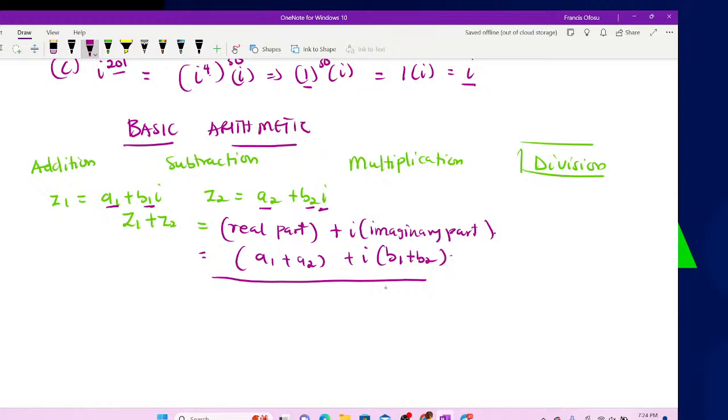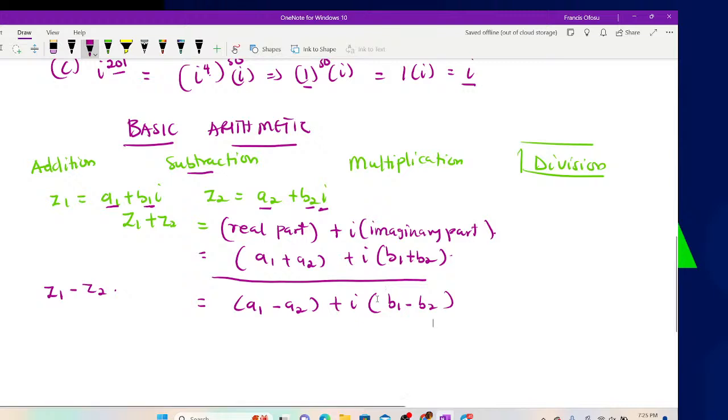Let's take an example here. But before we take an example, let me show you how to express the subtraction. Our Z1 minus Z2 in this sense is simply equal to the opposite of what we have here. I'll have A1 minus A2, plus i open brackets B1 minus B2. And this is for subtraction of complex numbers. You only need to subtract the real parts in one bracket, plus i open brackets, we subtract the imaginary parts separately.